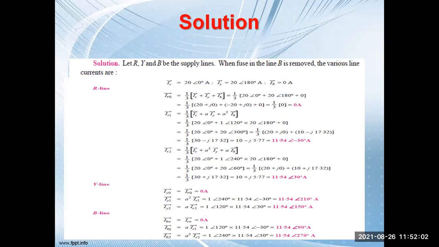Once you have got this IR2, what will be the sequence component currents of the Y phase and B phase? IY0 will be equal to IR0 because all zero sequence components are equal. Then IY1 equals A square into IR1, and IY2 equals A into IR2. For B phase, IB0 equals IR0, IB1 equals A into IR1 and IB2 equals A square into IR2. If you substitute all these, you will get the sequence component currents in the other phases.